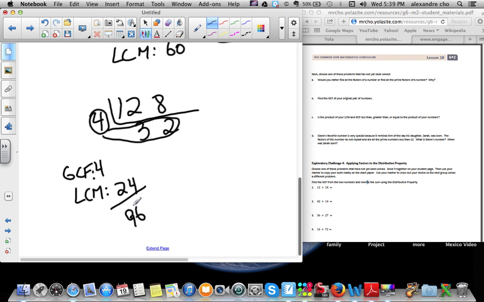Okay, if I multiply 24 times 4 is 96. Is the product of my GCF and LCM the same as the product of the 2 numbers that we are talking about? 12 times 8, which is 96. Well, look at that. Huh. And it's equal.